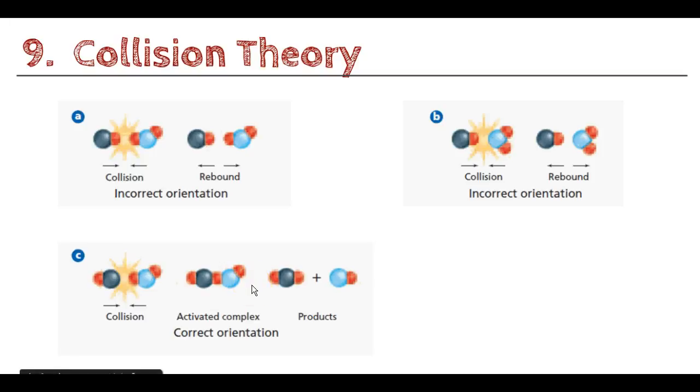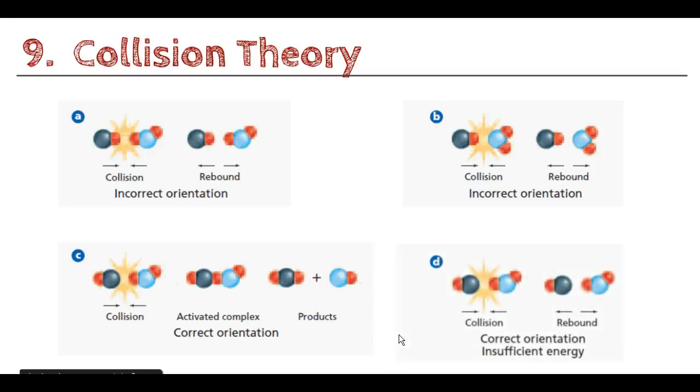It doesn't really exist for any real time. It's just sort of there in the middle of reactants and products, but it doesn't last any measurable amount of time. So that's called the activated complex, and it's extremely unstable. Okay, and then we see our products formed.